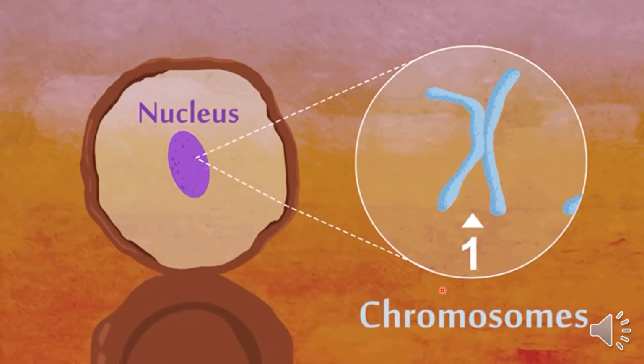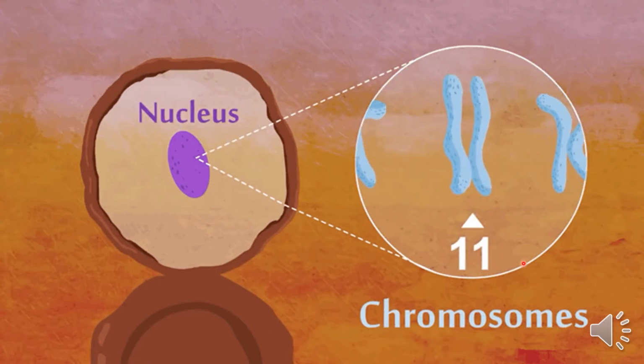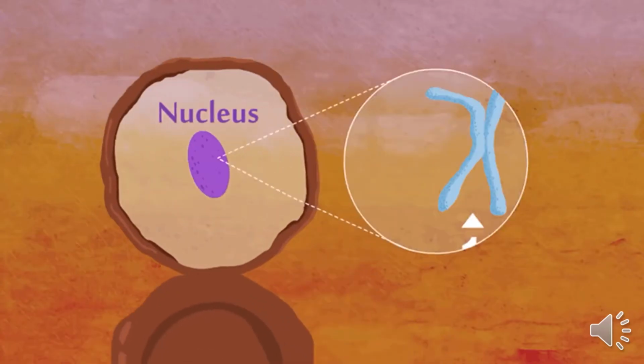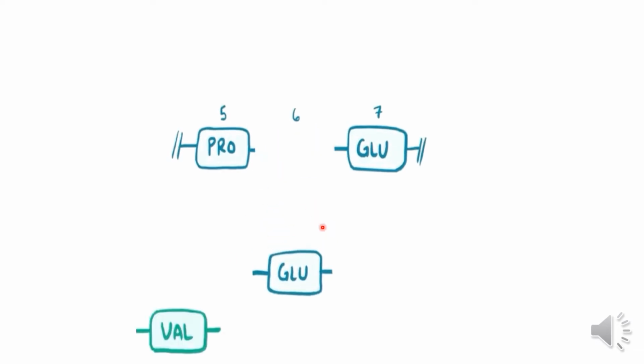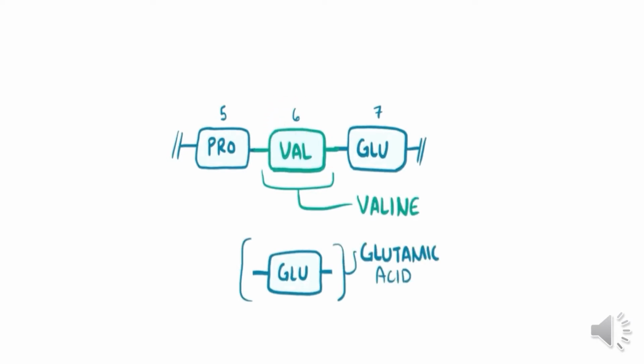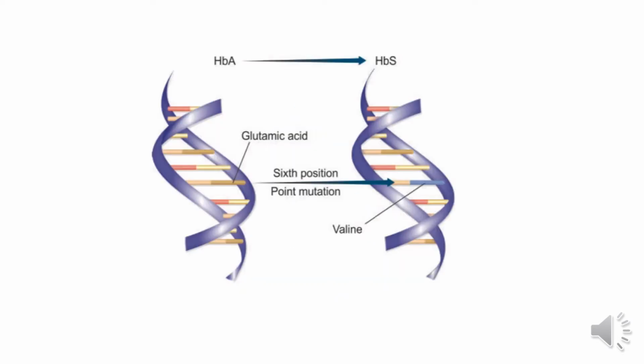So if you remember, the beta globin gene is located on chromosome 11, and this gene will have a single point mutation. And this mutation will cause exchange or substitution of the glutamic acid with valine at position number 6. So, as a result, when the glutamic acid is replaced by valine at position number 6, this will result in replacement of HbA with HbS. So the person with this mutation will have HbS.